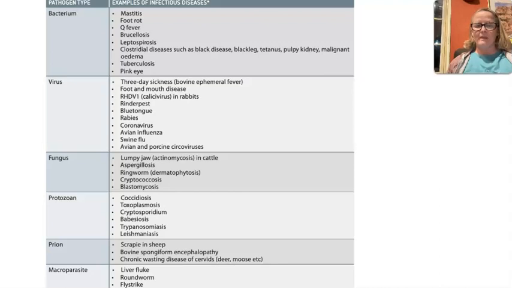For animals here, all sorts of things caused here, from mastitis and foot rot and TB through rabies, swine flu, lumpy jaw in cattle. That sounds exciting. Really don't want scrapie in sheep, for example, or liver flukes and roundworms or fly strike, which are big parasitic diseases. So lots of different examples, and you just need to remember one or two of those.